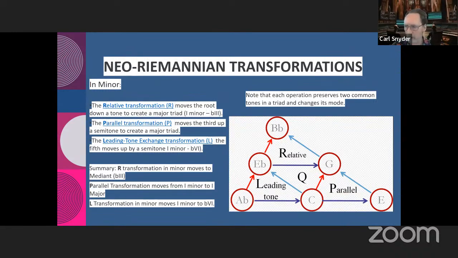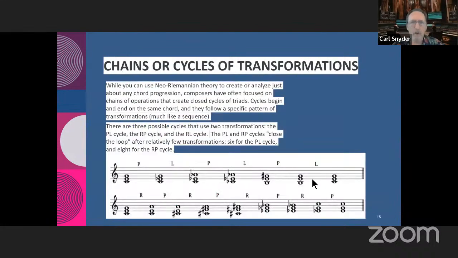So from there, we have the next iteration. We have these cycles and how these move. So while you can use Neo-Riemannian theory to create or analyze just about any chord progression, composers have often focused on chains of operation that create closed cycles of triads. Cycles begin and end on the same chord, and they follow a specific pattern of transformations. Much like a sequence, there are 3 possible cycles that use 2 transformations: the PL cycle, parallel and leading tone, the RP, relative to parallel, and the RL, relative to leading tone.